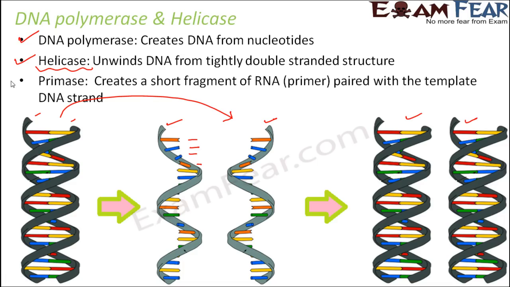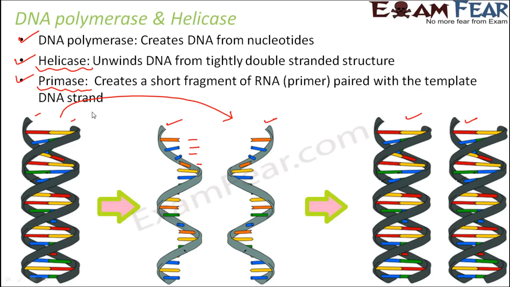There is another enzyme, that is primase, and what does it do? Let us see. This enzyme will create a short fragment of RNA, which is also called a primer, paired with the template DNA strand. I think you will not be able to understand the exact function of primase right here, but as we move on to the next slides, you will get to know what exactly it does.